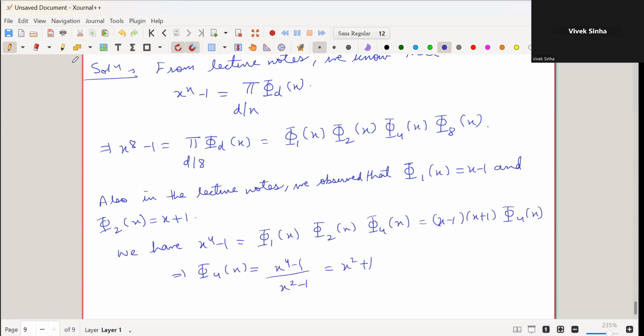So what is phi_8 of x? Vivek, any idea? Now what is phi_8 of x?